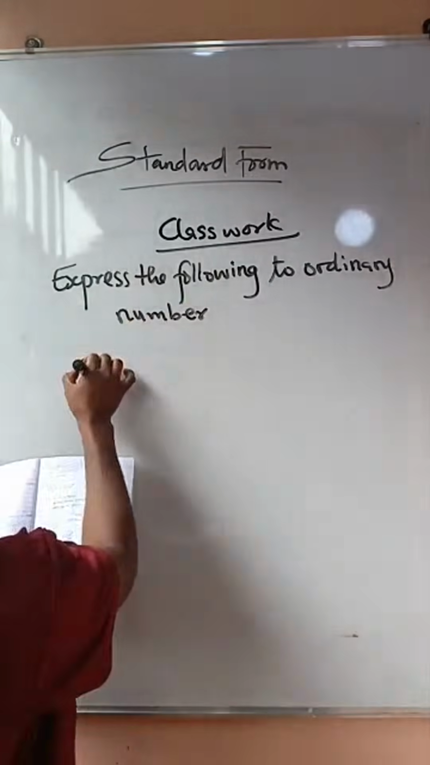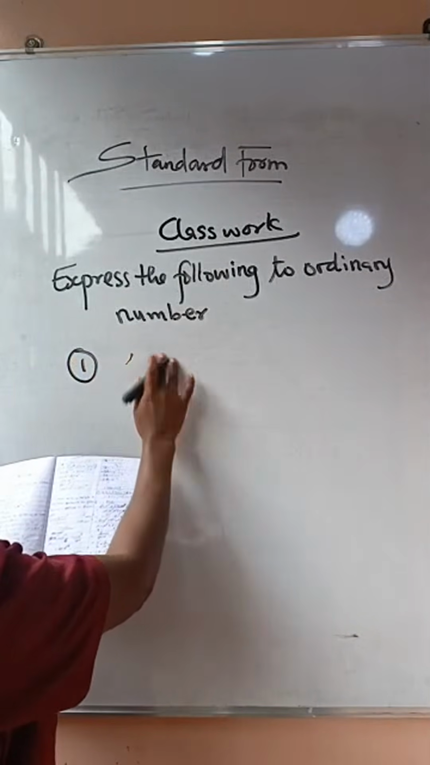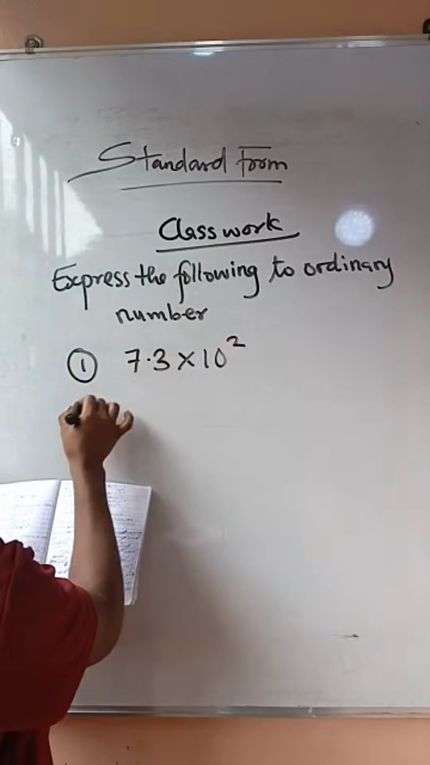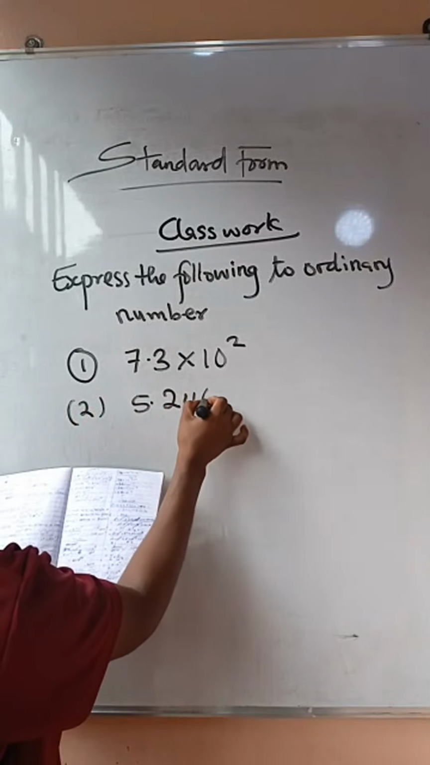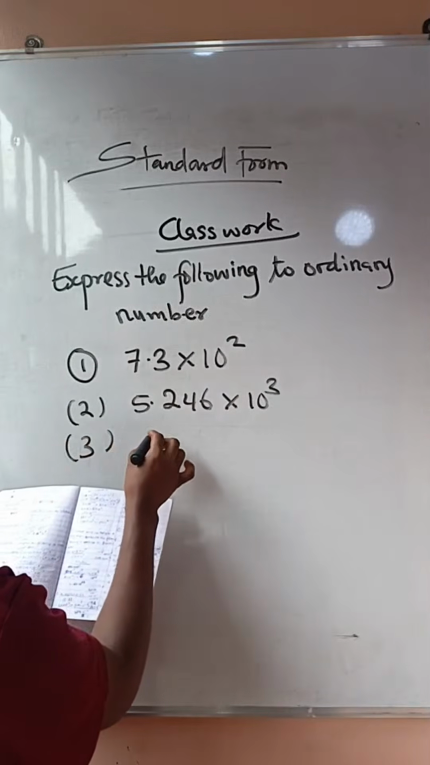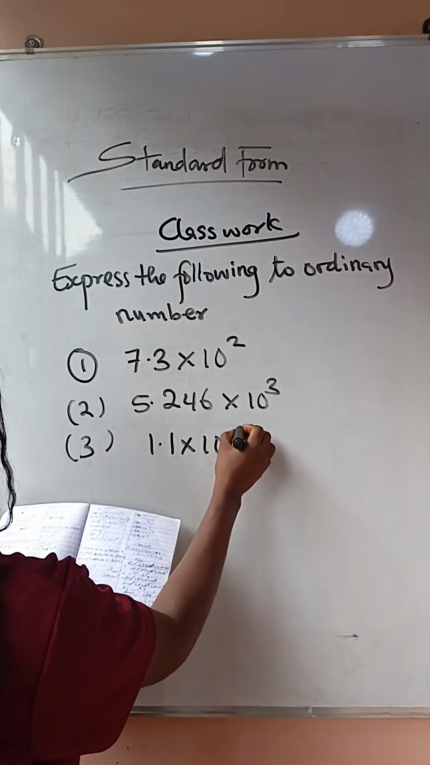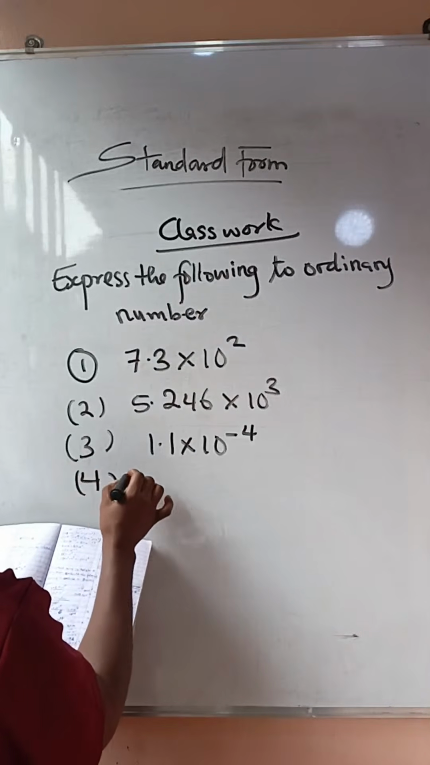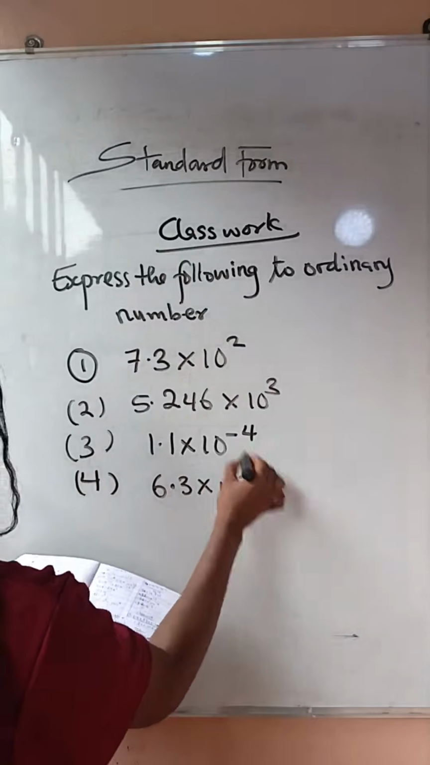So the question says express the following as ordinary numbers. Number one, we have 7.3 times 10 to the power of 2. We have 5.246 times 10 to the power of 3. We have 1.1 times 10 to the power of minus 4. And we have 6.3 times 10 to the power of minus 6.